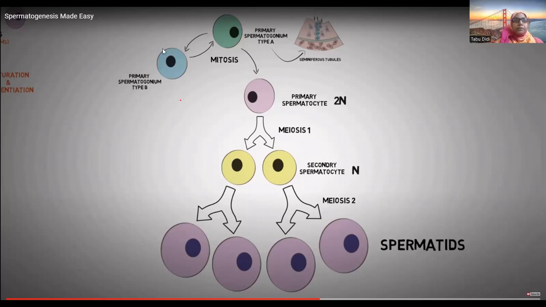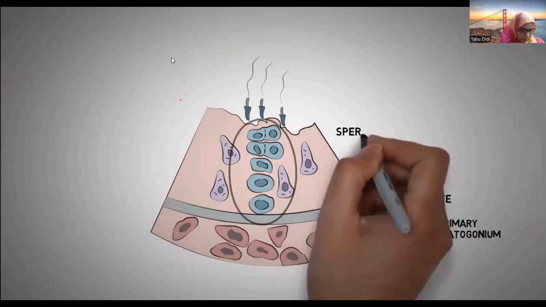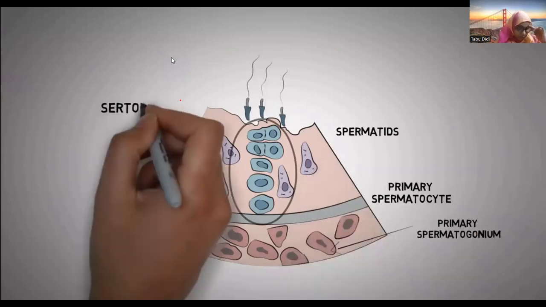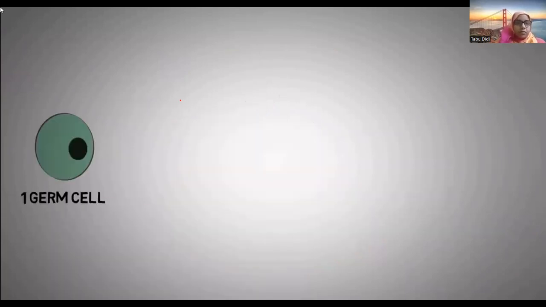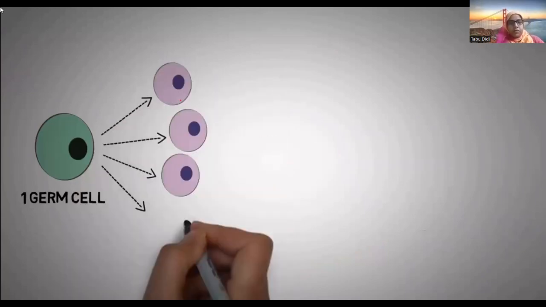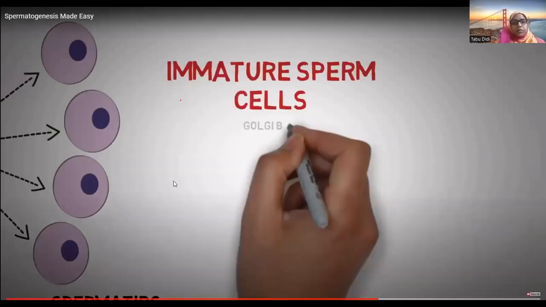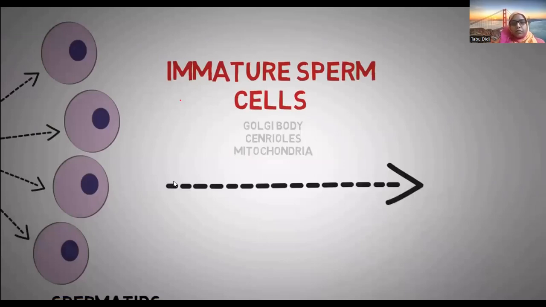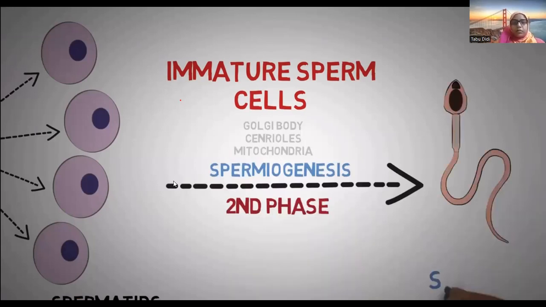Okay. चलो. As spermatids. Looking at the wall of the seminiferous tubule in a bit detail, the primary spermatogonium are located in the basal layer of the wall of seminiferous tubule, and in the center you can see the various divisions from primary spermatocyte till the spermatids. During all these cell divisions, the Sertoli cells give support and nutrition to the developing gametes. So now we know that one germ cell gives rise to 4 spermatids. But spermatids are immature sperm cells incapable of fertilization, and they contain numerous cell bodies like Golgi body, centrioles, and mitochondria. The spermatids undergo through the process of spermiogenesis, which is second phase of spermatogenesis, to form mature sperms.